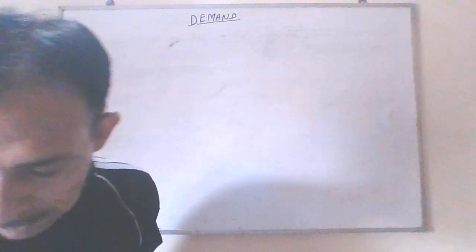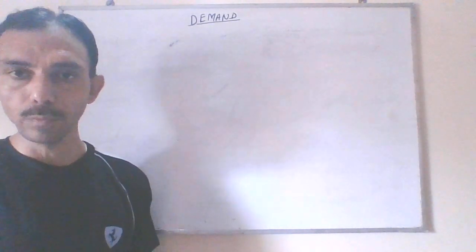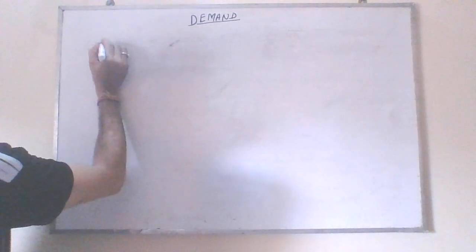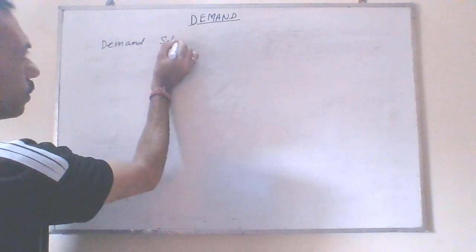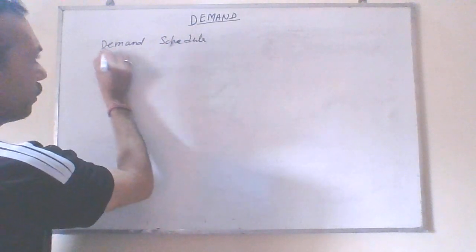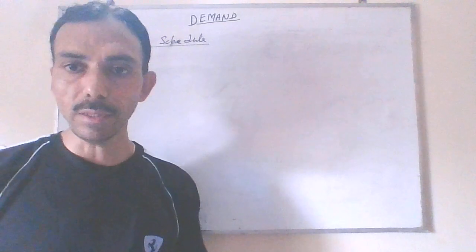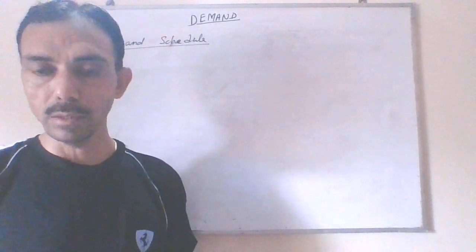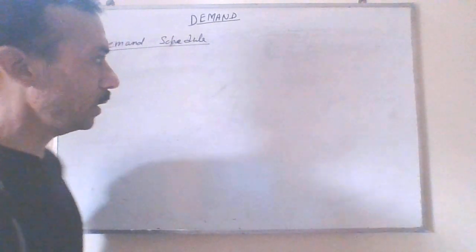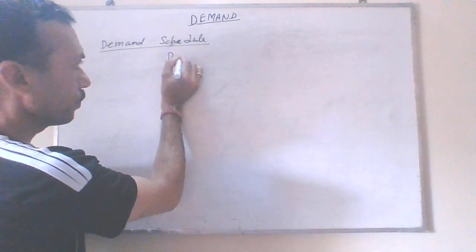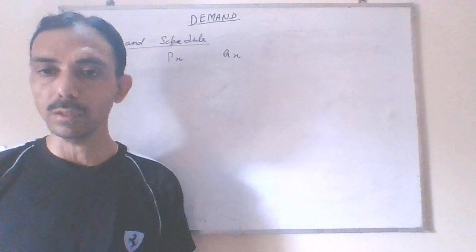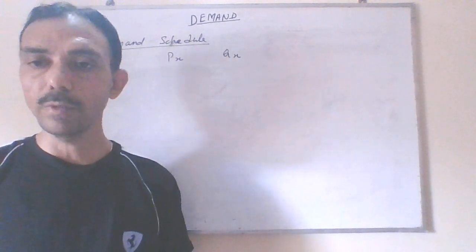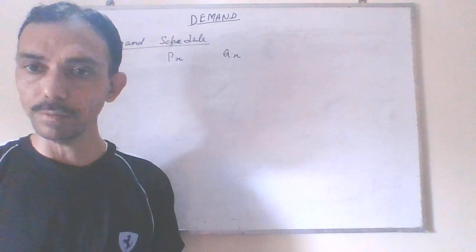Now, the definition of demand we already covered. Next is the schedule of demand, or demand schedule. A demand schedule is a tabular relation between various prices and quantities of a commodity. Say, this is the price of commodity X and this is the quantity of commodity X which the consumer is willing and able to buy at various possible prices at a given period of time.